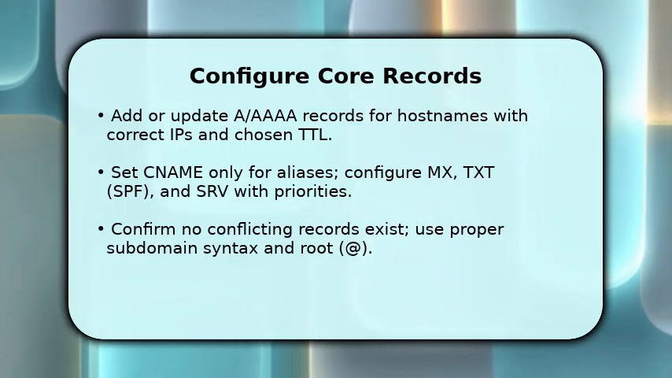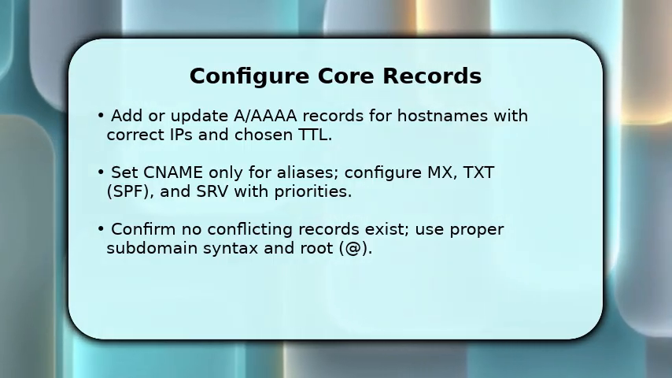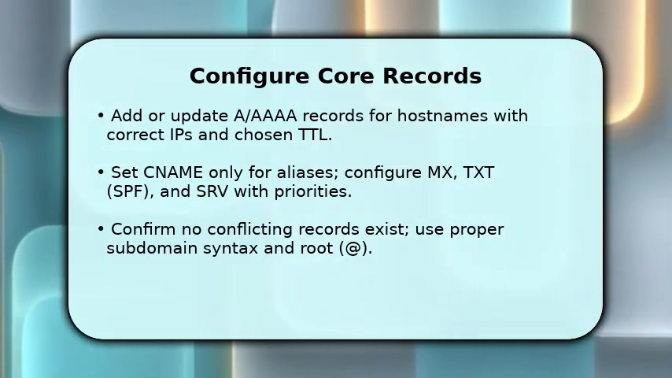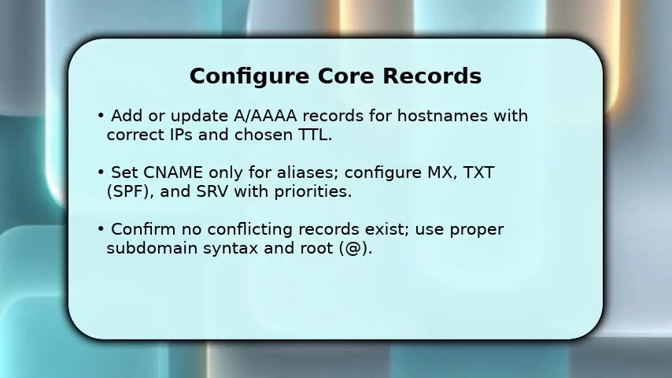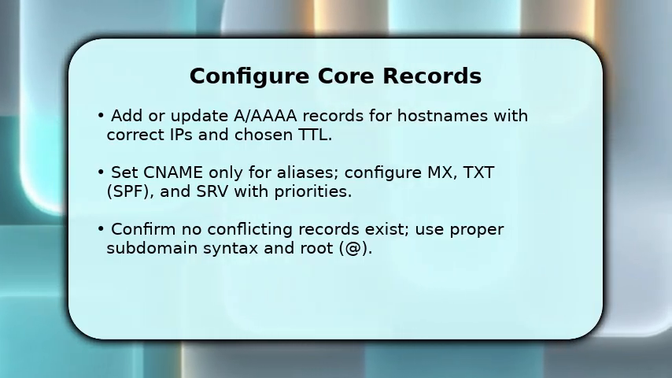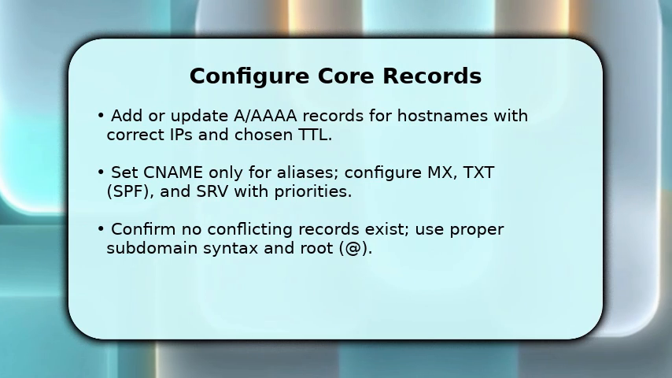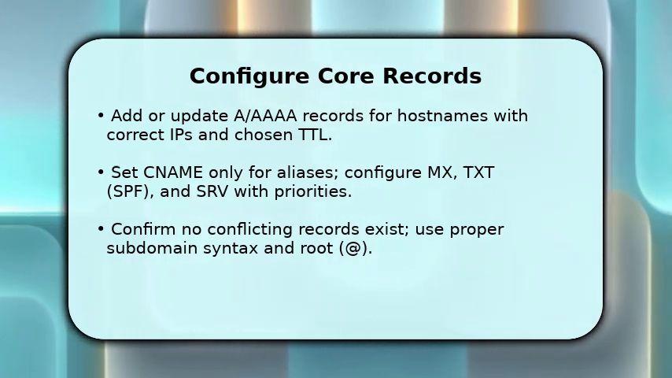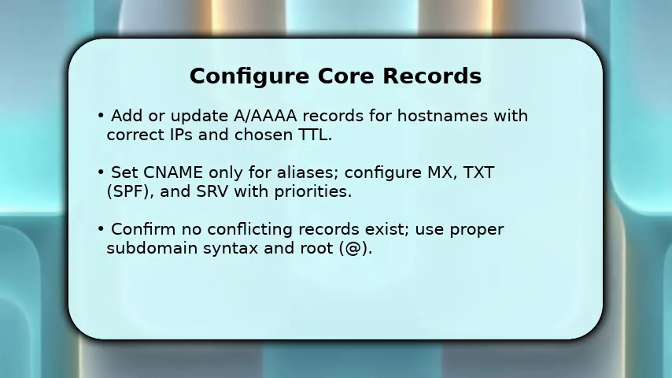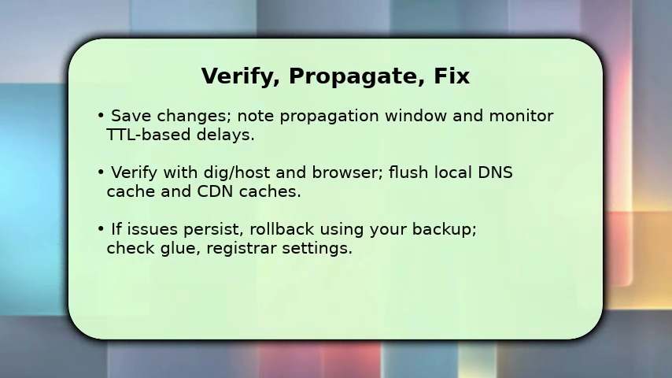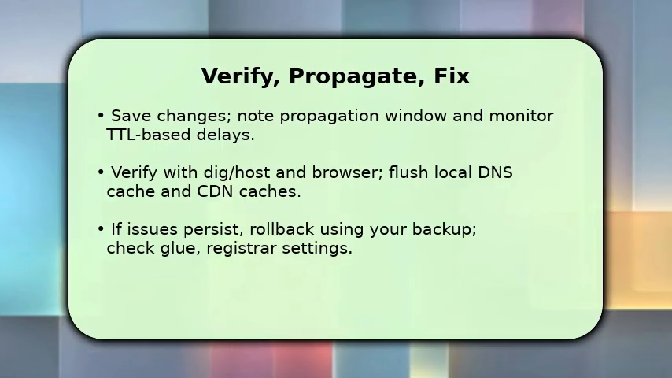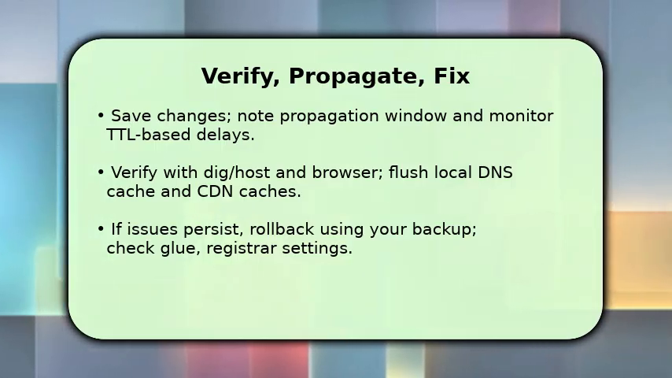Use CNAME strictly for aliases and never alongside other records for the same name. Configure MX with priorities and add TXT entries for SPF or verification. Once done, check for conflicting entries or duplicate hosts. A clean zone prevents unpredictable resolution. Finish by saving and committing changes, and then verifying resolution from multiple locations because DNS propagation can take time based on TTLs.